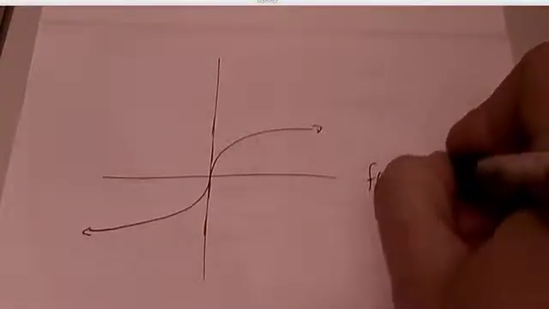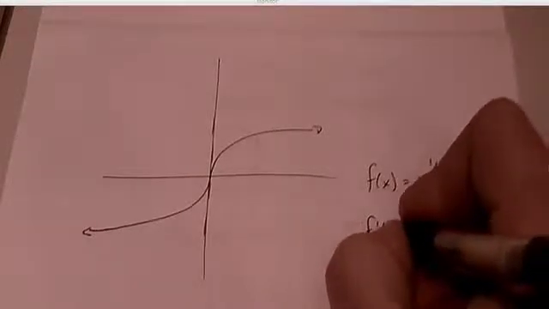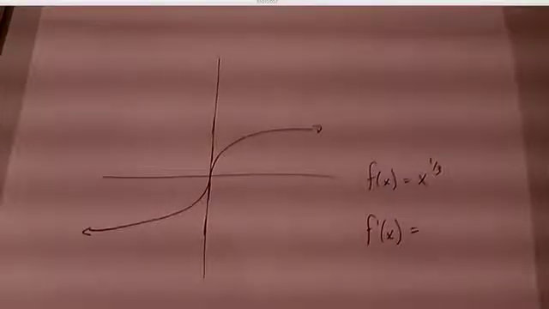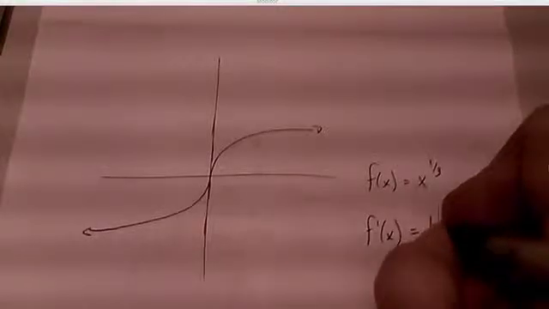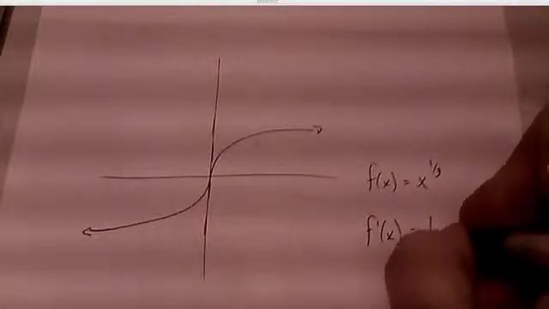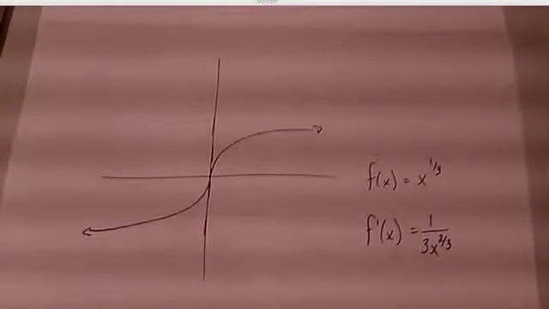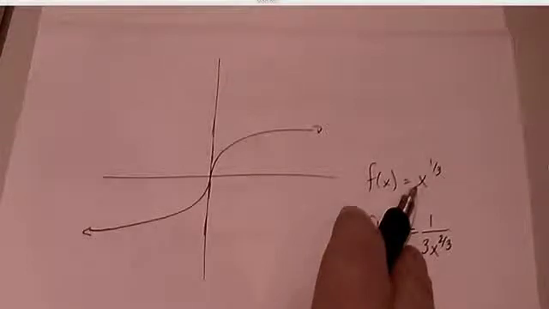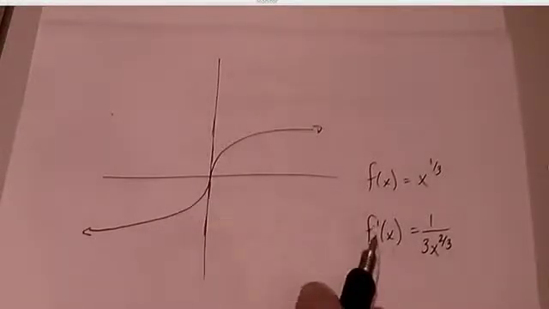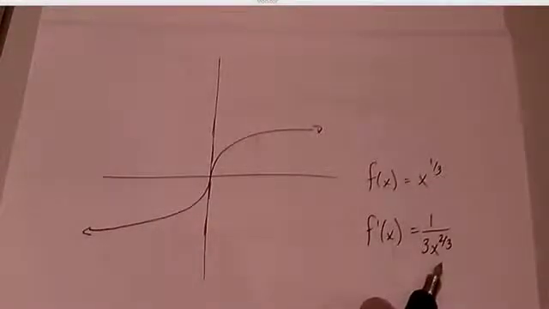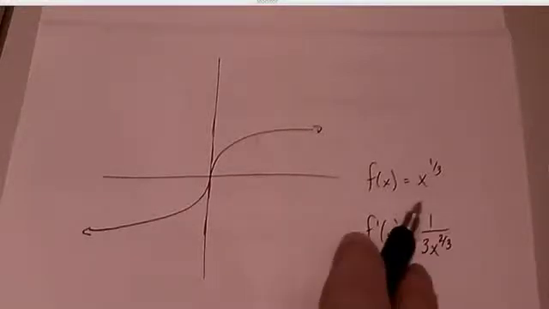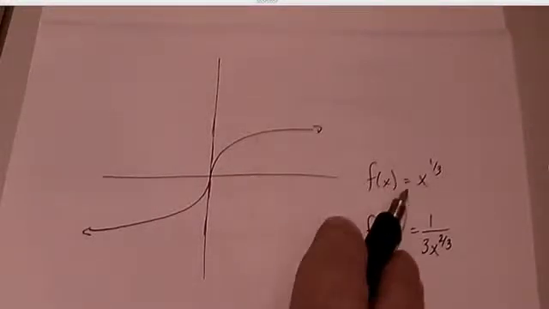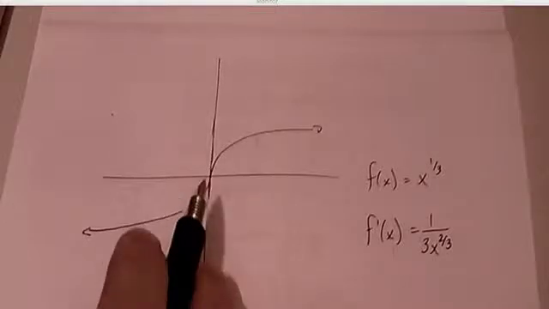And it was x to the 1/3, and then f prime. Does anybody happen to remember what it was? Well, it was 1/3 x to the 2/3, right? Well, it's obvious that this derivative, even though the function exists at 0, the derivative is undefined at 0 because the slope is undefined at 0 because it's vertical.